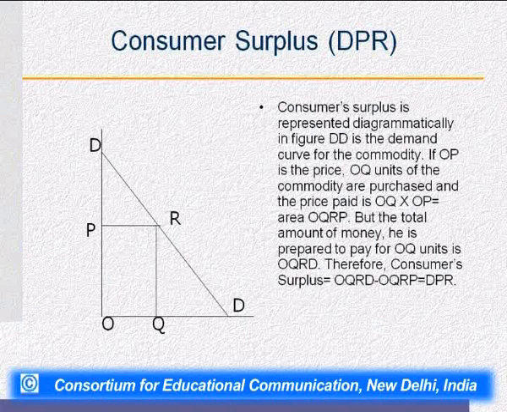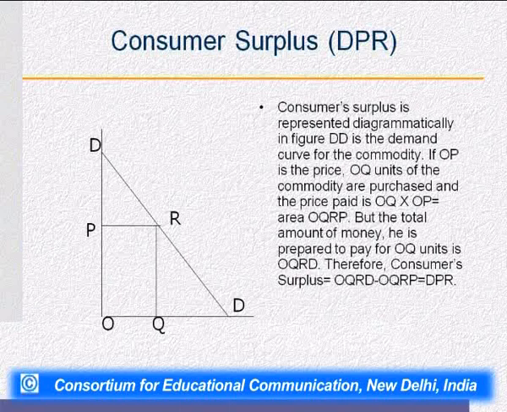DD is the demand curve, where if OP is the price and OQ units of the commodity are purchased, the money he is prepared to pay for OQ is more, but the price paid is OQ into OP. Now the area OQRP is the amount actually paid, while the amount he is prepared to pay for OQ units is OQRD. Therefore the consumer surplus is the difference between OQRD minus OQRP, which is equal to DPR.